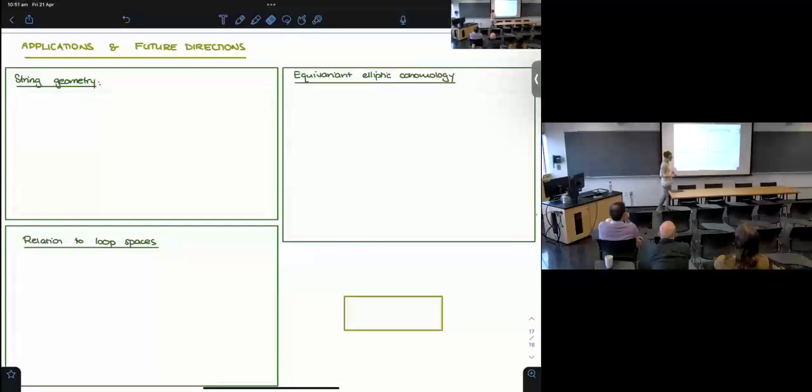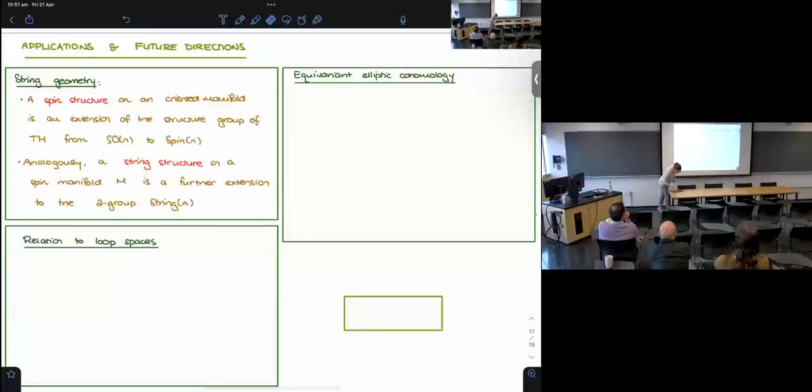So one is string geometry. For example, we know that a spin structure on an oriented manifold is an extension of the structure group of the tangent bundle from SO(n) to Spin(n). And analogously, a string structure is a further extension to the two group.